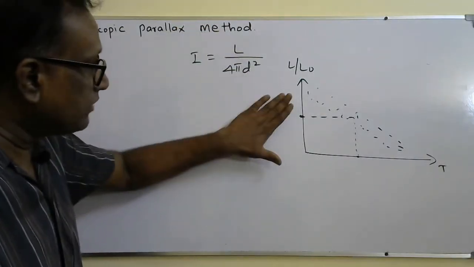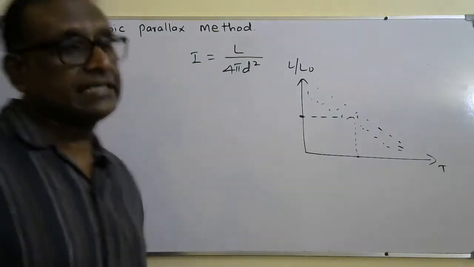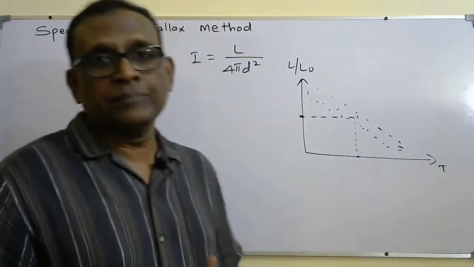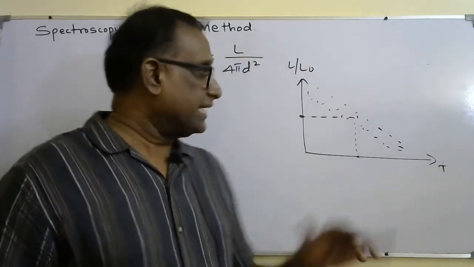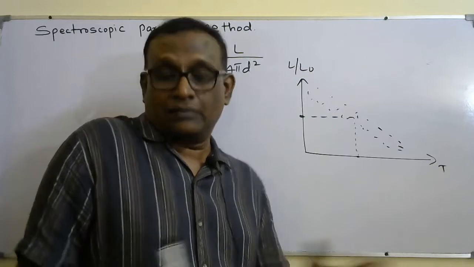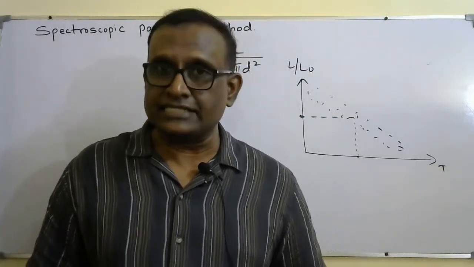We know the luminosity, we found it. By using I equal L over 4 pi d squared, find the distance. Okay, so here in this method, the drawback or the limitation is we assume the star is in the main sequence. That's one of the biggest mistakes. We don't know whether it's in the main sequence, but we assume the star is in the main sequence.